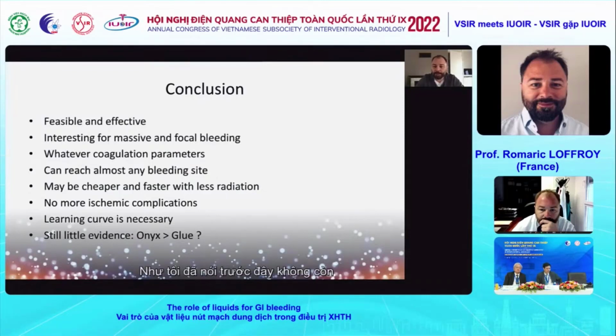As I said before, there is no more risk of ischemic complications from the literature. Of course, a learning curve is necessary, but as with any other embolic agents, and we still need evidence, but we have more evidence with glue than with copolymers, but some papers are on the way about the use of different copolymers for bleeding patients with high technical and clinical success rates. So liquids are very interesting for this purpose.